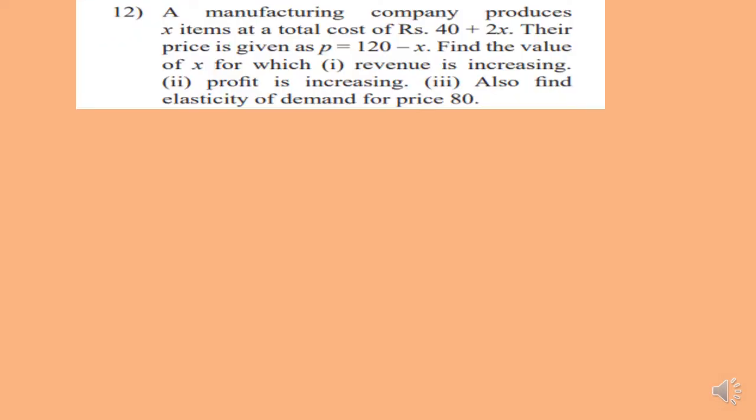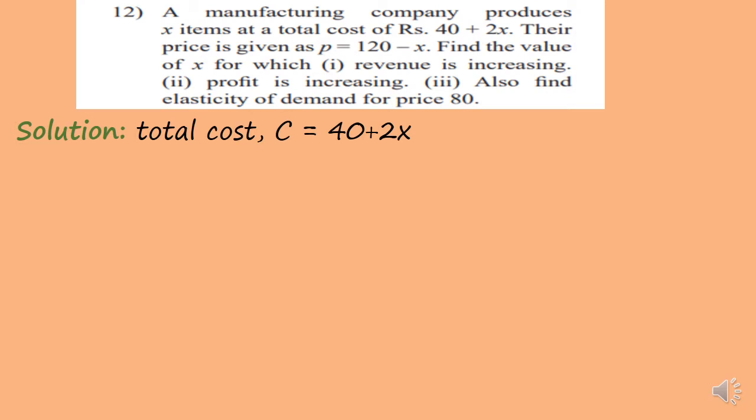The 12th sum. Now consider this as an important sum. It has come before also in the board exam. The question is, a manufacturing company produces x items at a total cost of 40 + 2x. Their price is given as P = 120 - x. Remember, price means price of one commodity. Find the value of x for which revenue is increasing, profit is increasing, and also find the elasticity of demand for price 80. So this will come as a 4-mark question if it comes in the board exam.